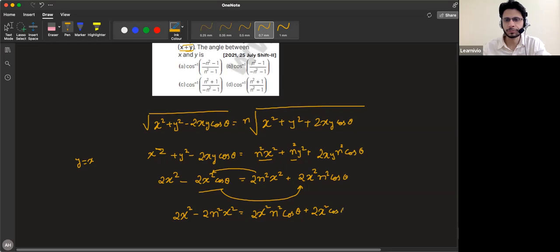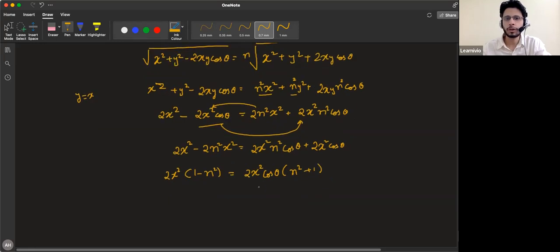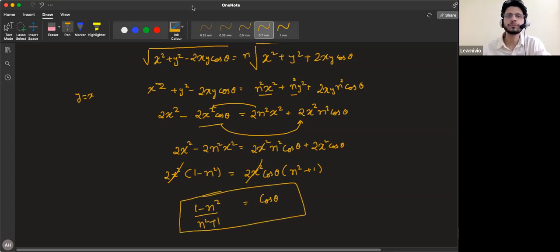cos theta. Next, what we can do is just take common 2x square. This will be 1 minus n square. Here also, you can take 2x square cos theta as common, so you'll be left with n square plus 1. So from here, this 2x square will cancel this 2x square, and you have cos theta, which is 1 minus n square by n square plus 1. Yes, Aksa, is it clear? Yes, sir. Okay.